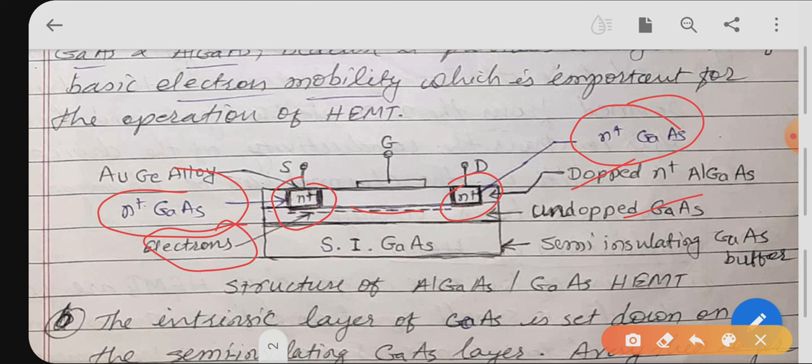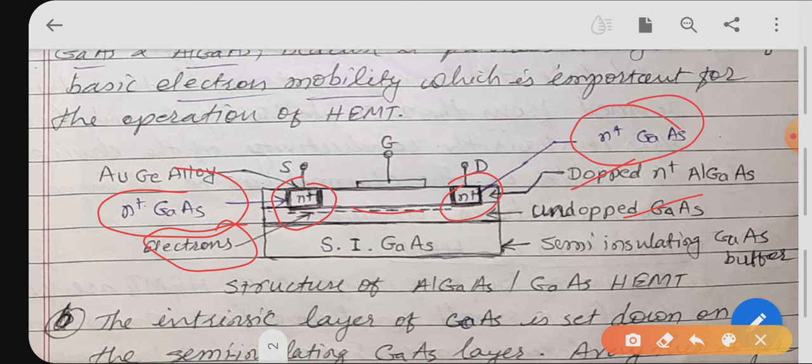So within this region the electrons are able to move freely. They are free to move because there are no other donor electrons or any other particles or charge carriers with which the electrons will collide, so there will not be any obstacle to the movement of these electrons which are formed in the two-dimensional layer.